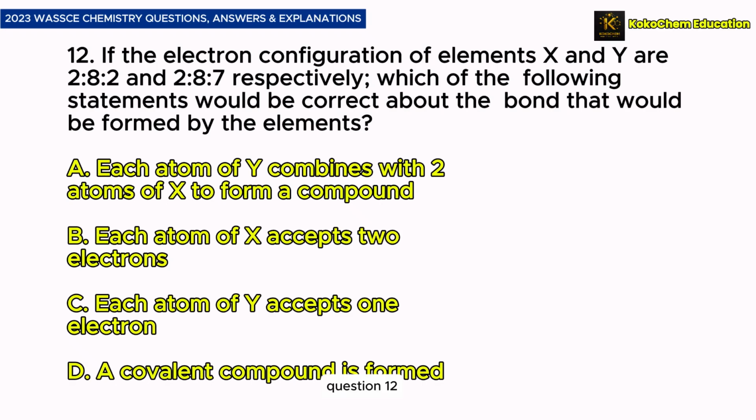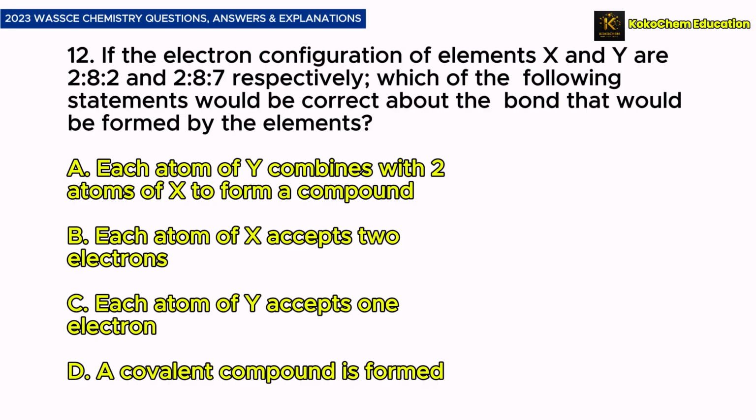Question 12. If the electron configurations of elements X and Y are 2:8:2 and 2:8:7 respectively, which of the following statements would be correct about the bond that will be formed by these two elements?